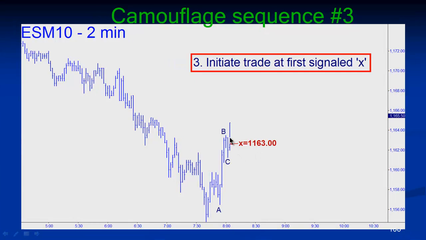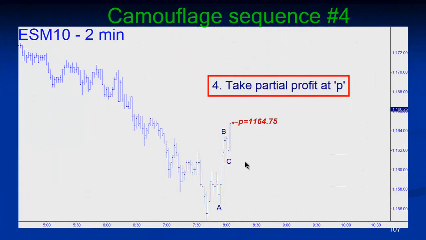And we have a beautiful pullback into a BC. And as long as we have A, B, and C, it means we've got X, a place to get long, an entry signal, and that's where we get long. So again, instead of catching the speeding bullet down here by getting long against the trend, we wait for the reversal trend to develop in the form of an A, B, C, D pattern. So that's basically how camouflage works.